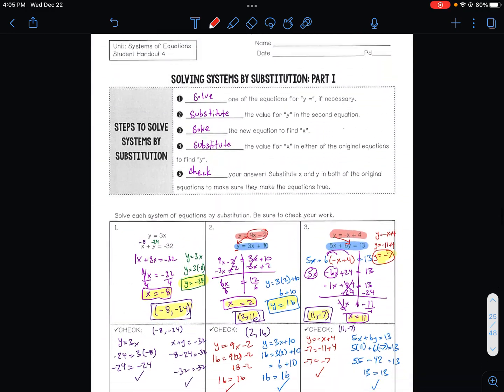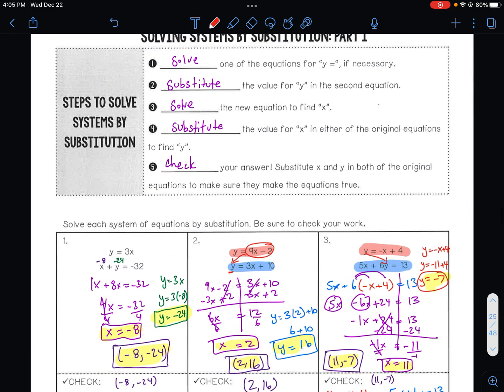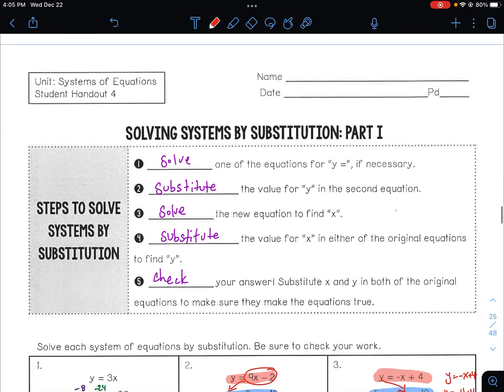And that's it. Using substitution. I know that was crazy. That was kind of difficult. There wasn't very much room to do work, but that is that. So go ahead and try some problems on your own. Good luck.